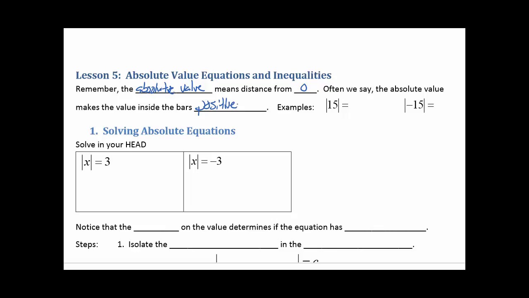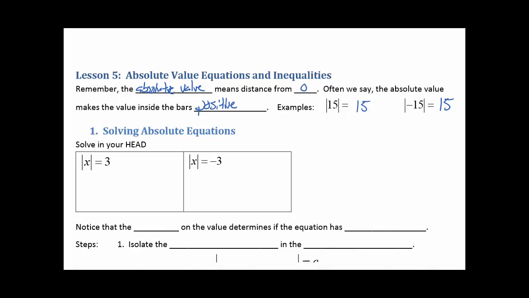An example of this would be the absolute value of 15 is 15, because it's 15 units away from 0. But similarly, the absolute value of negative 15 is also 15, because we're also 15 units away from 0. We're just on the other side of it.